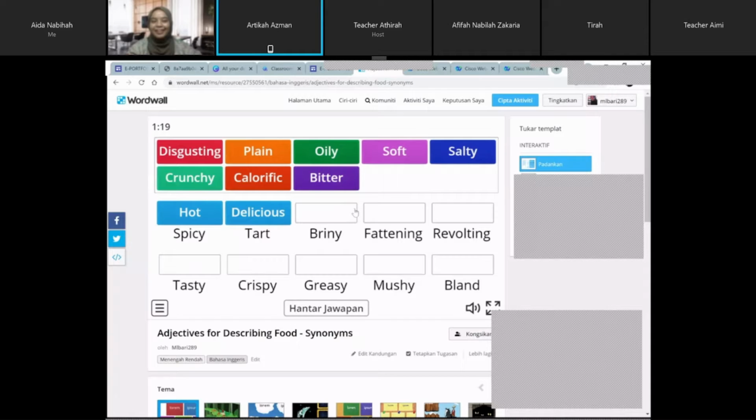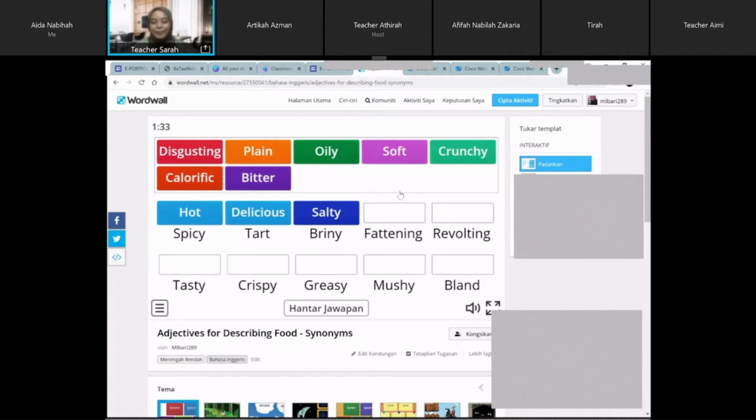Teacher, what is the meaning of brainy? Okay, I will not give you the meaning, but I can give you an example. You can say the soup is too brainy. Maybe you put some salt in it. Oh, too much salt in it. Yes, it's salty. Okay. How about fattening? Disgusting? Okay, we try to put disgusting.